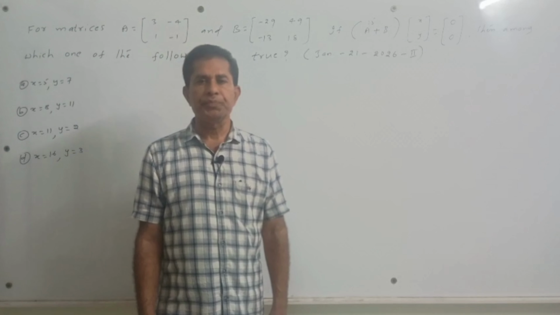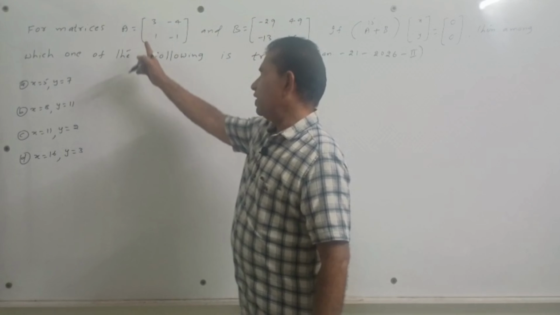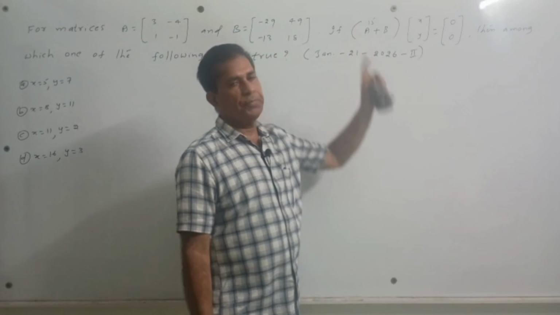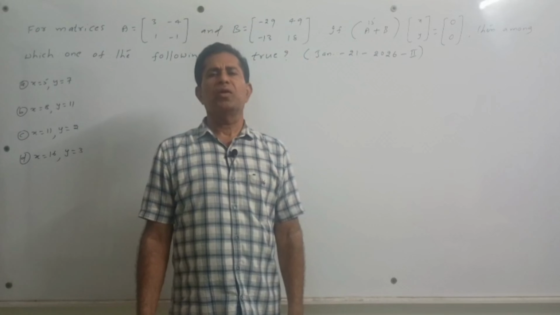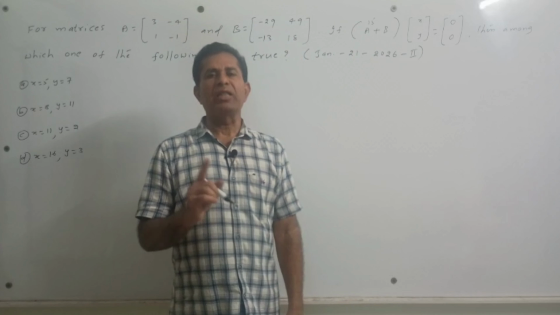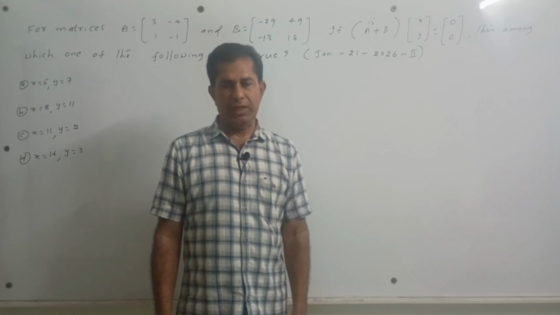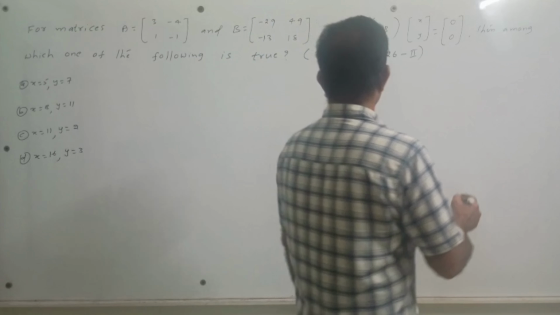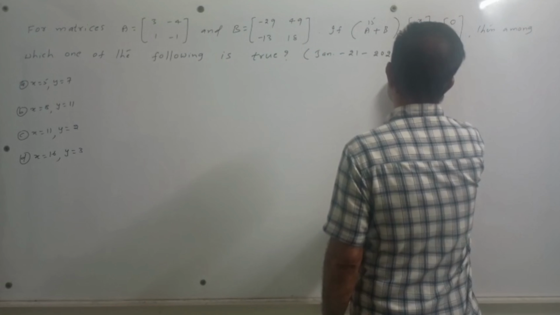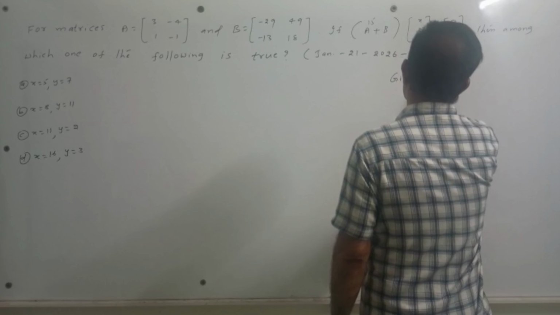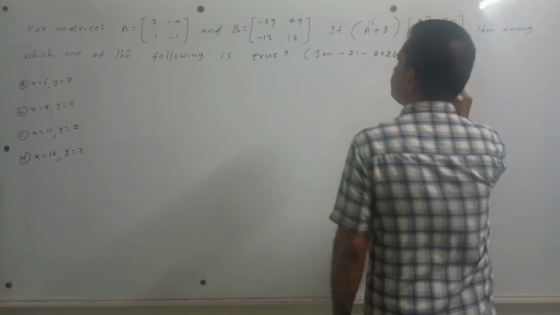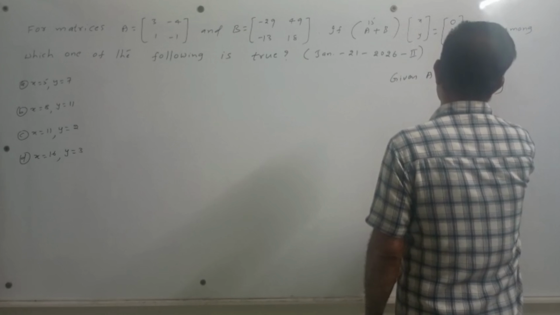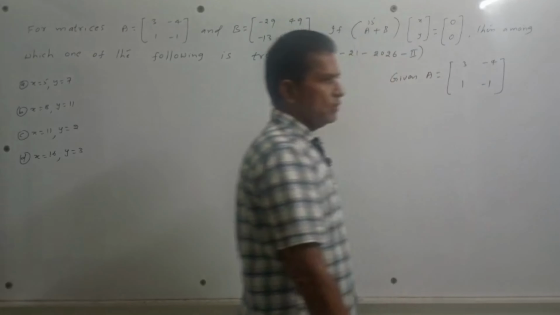See there, matrix A was given, and you have to calculate A to the power of 15. Generally such problems are based on mathematical induction. Now see the procedure of how we can calculate higher powers. So first I am writing the given matrix. Given matrix A is equal to [3, -4; 1, -1], that is the given matrix.